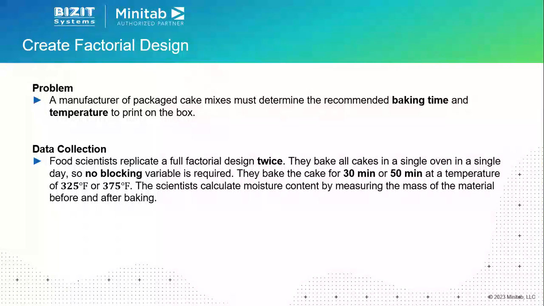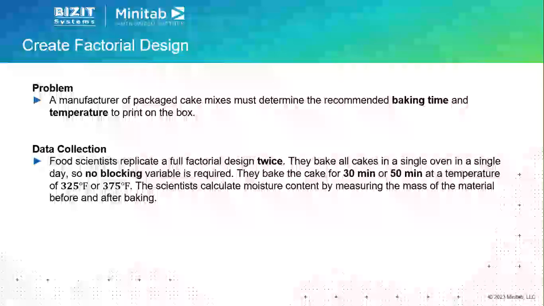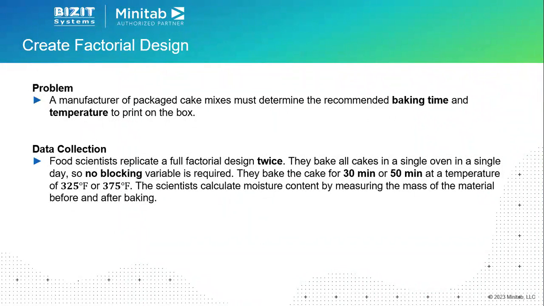So here I will have one case study. One manufacturer of packaged cake mixes must determine the recommended baking time and temperature to print on the box. Meaning they will have 2 factors, baking time and temperature. For this experiment, they replicate a full factorial design twice. So 2 power of 2 with 2 replications, so they will use 8 runs. 2 power of 2 is 4, another replication 4, so 4 plus 4 is 8 runs.